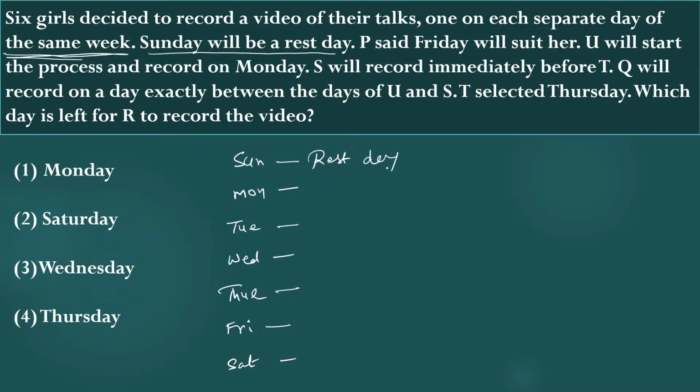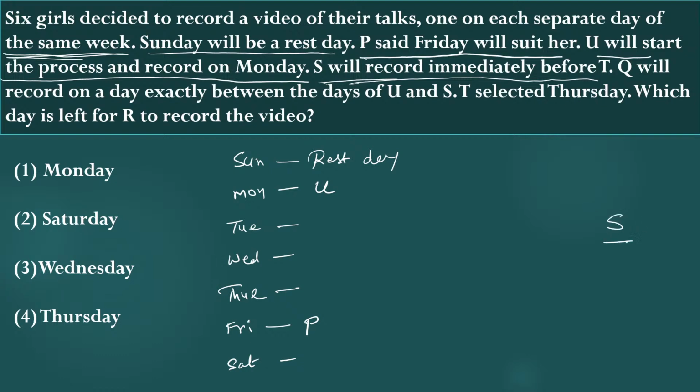P said Friday will suit her. So on Friday, P is there. Okay, right. You will start the process and record on Monday. So here U is on Monday. S will record immediately before T. So S is before T.